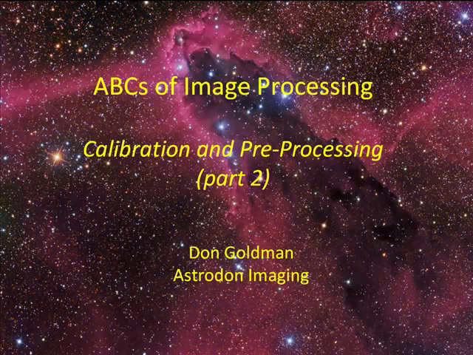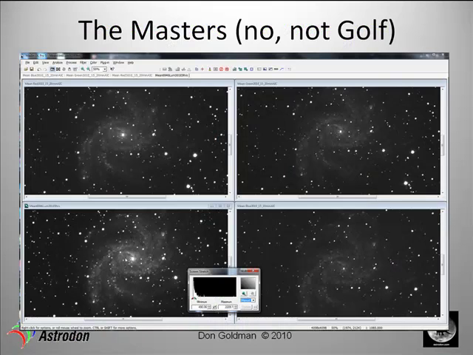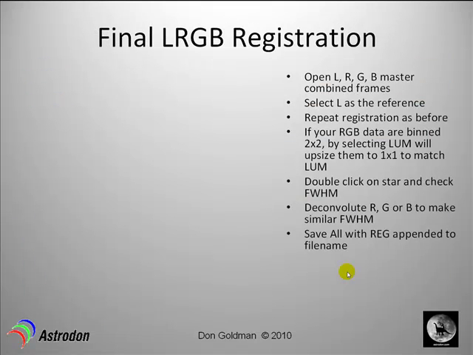This is the second half of our calibration and pre-processing tutorial. We left off in part 1 with master combined luminance, red, green, and blue frames from our calibration, registration, normalization, data rejection, and combining. Now we're going to be combining those red, green, and blue frames into a master RGB chrominance image. But first we have to register these master frames to the high resolution luminance image.